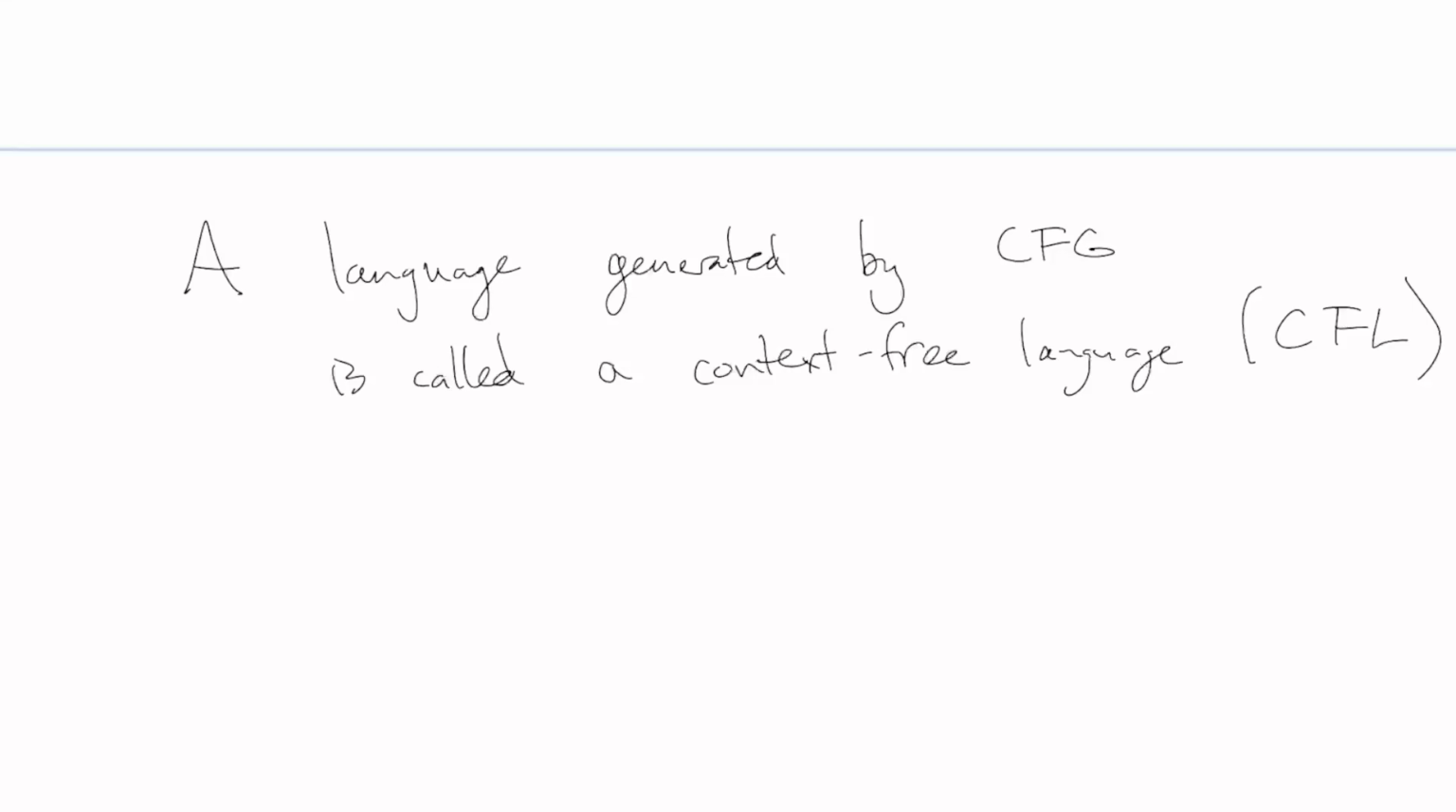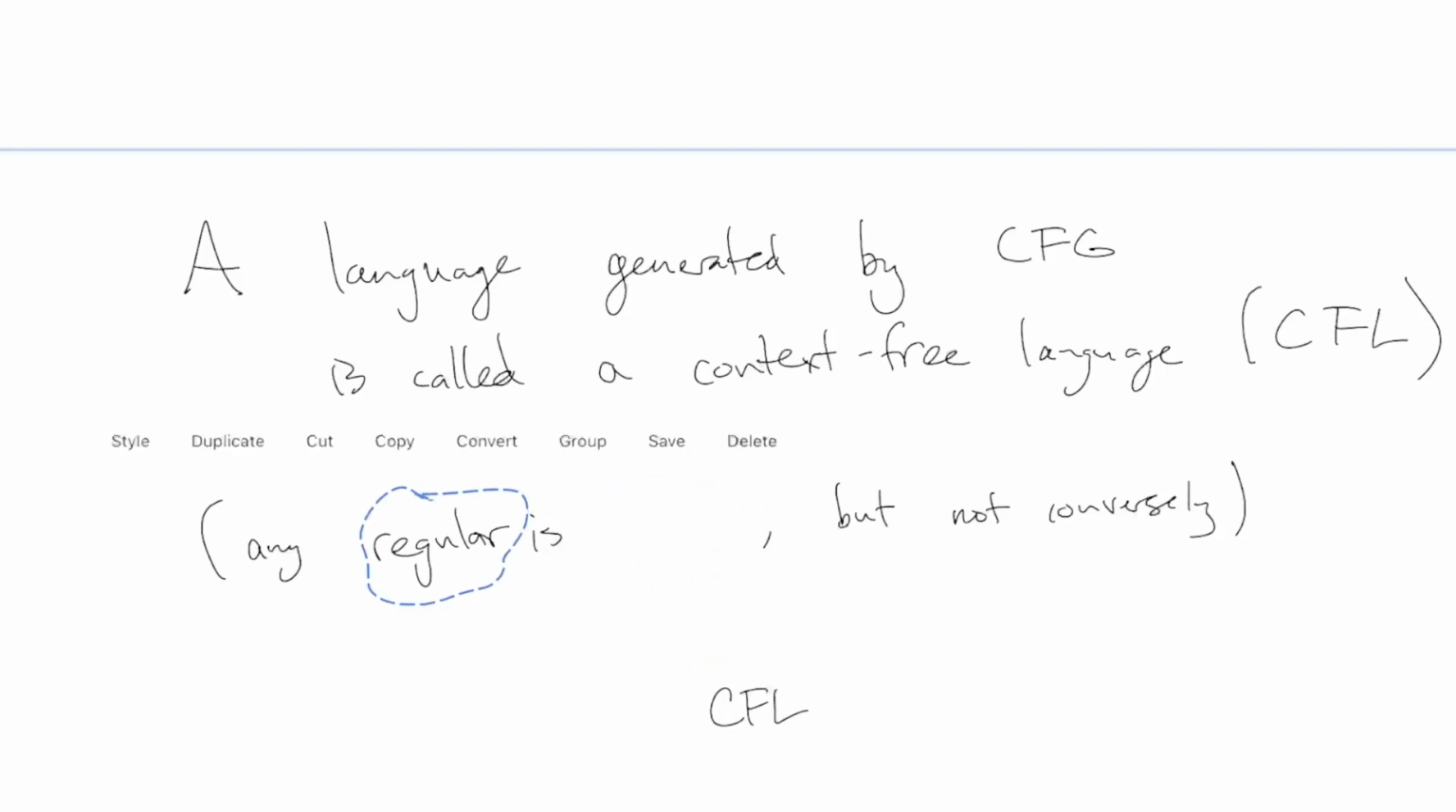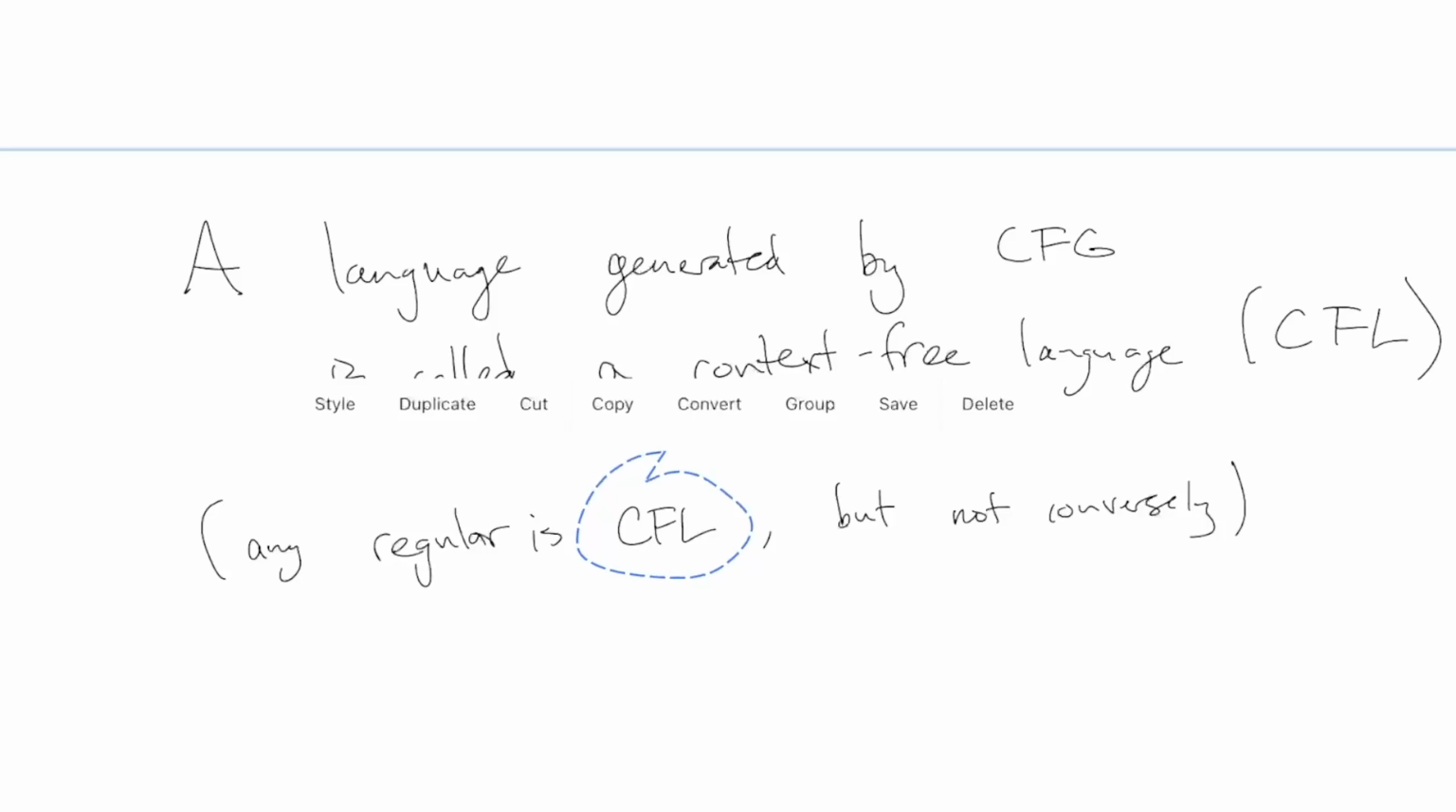All right? So these are called the context-free languages, and I will say any context-free language is a regular language, but not conversely. That is to say, there are some regular languages. I wrote it backwards. Sorry. Any regular language is context-free, but not conversely. There are some context-frees which are not regular.